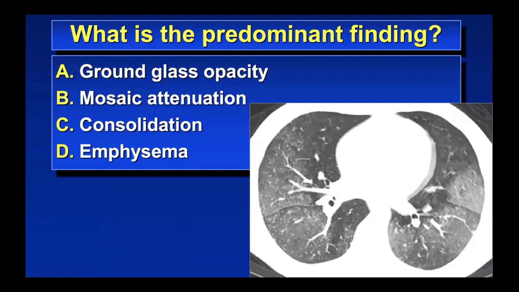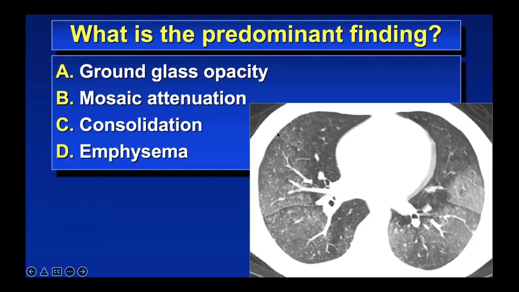So what's the predominant finding? It's ground glass opacity. I guess I just gave away the answer there. But mosaic attenuation is going to be more patchy. Consolidation is clearly denser, and it's not emphysema. There's no lung destruction. But you can see opacity, and the vessels are clearly seen through the opacity.